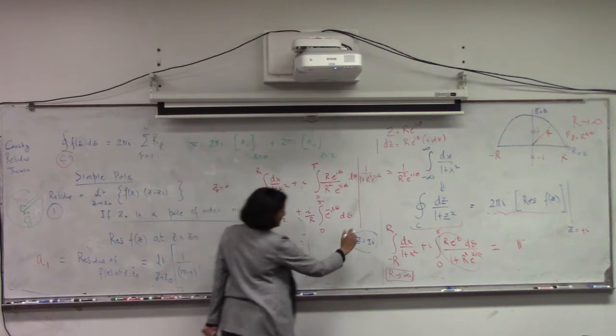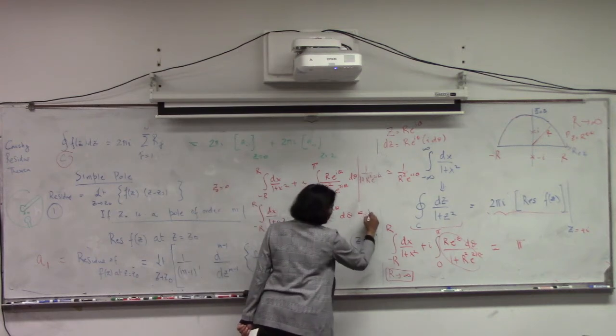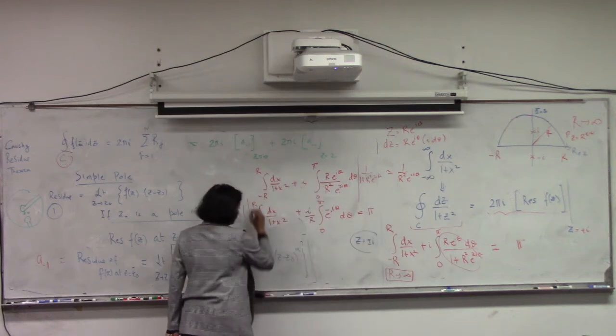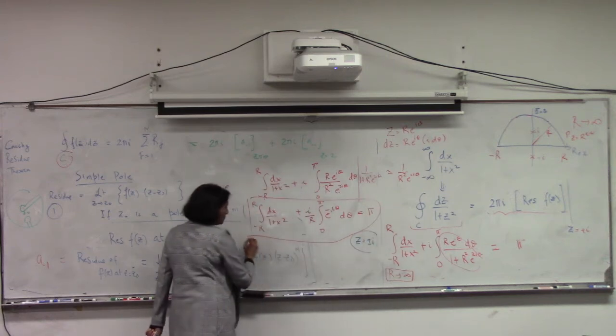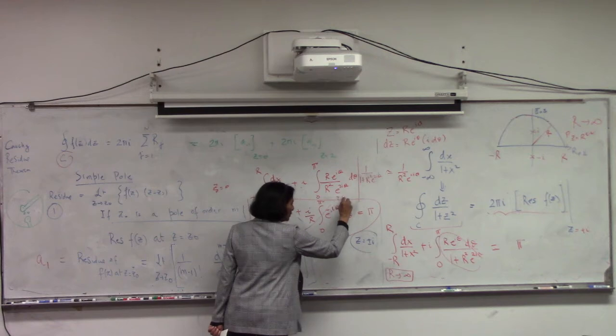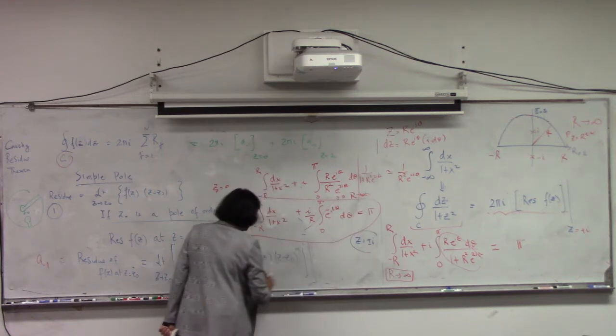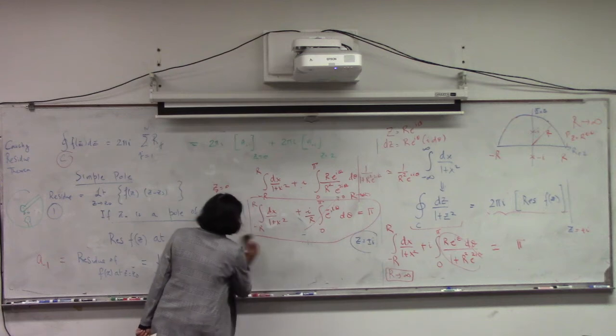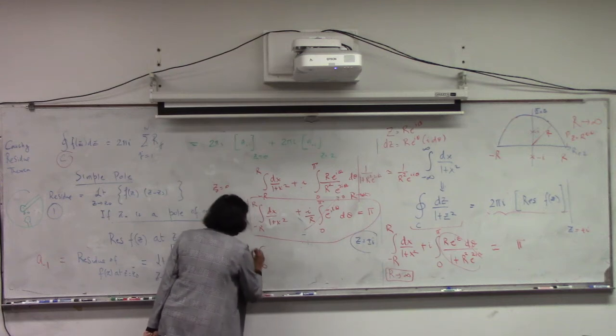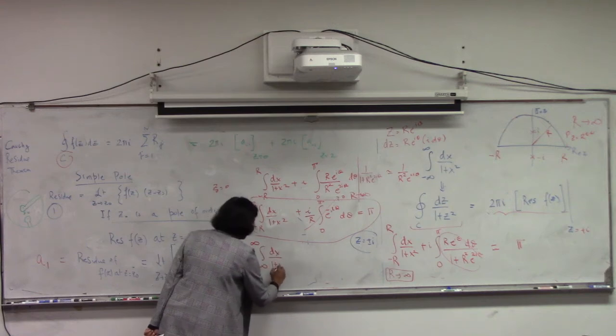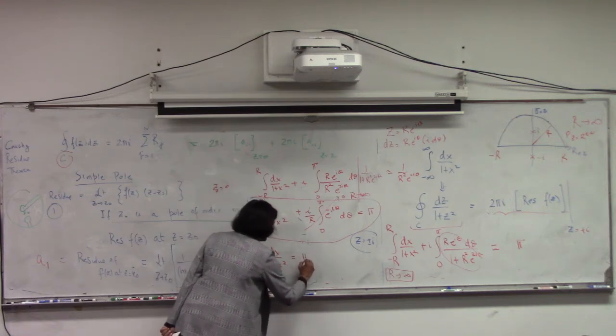So that's the left hand side. This is equal to pi. That's coming from the residue calculation. So for r tending to infinity, this will become 0, right? So what we have is the integral from minus infinity to plus infinity of dx over 1 plus x squared, which is nothing but pi.